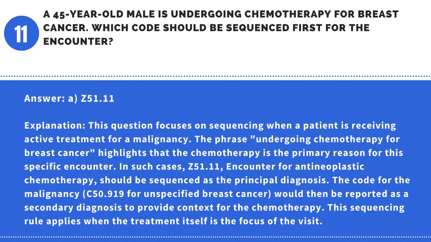Z51.11. This question focuses on sequencing when a patient is receiving active treatment for a malignancy. The phrase undergoing chemotherapy for breast cancer highlights that the chemotherapy is the primary reason for this specific encounter. In such cases, Z51.11, encounter for antineoplastic chemotherapy, should be sequenced as the principal diagnosis. The code for the malignancy, C50.919 for unspecified breast cancer, would then be reported as a secondary diagnosis to provide context for the chemotherapy. This sequencing rule applies when the treatment itself is the focus of the visit.